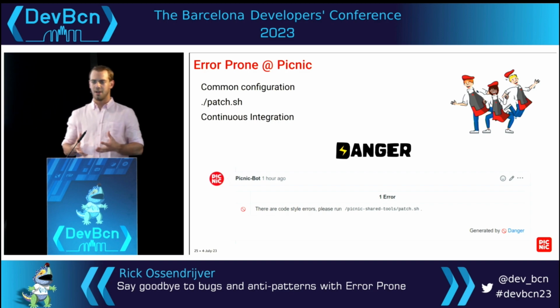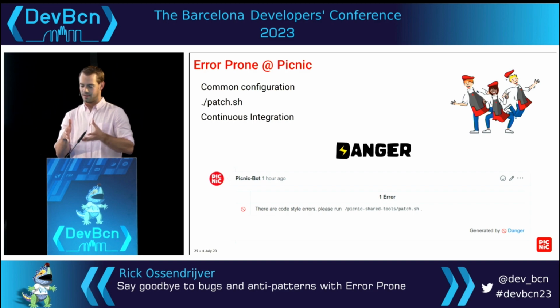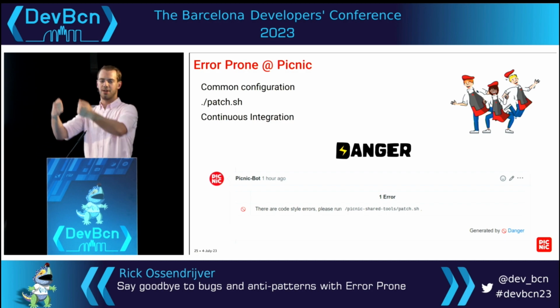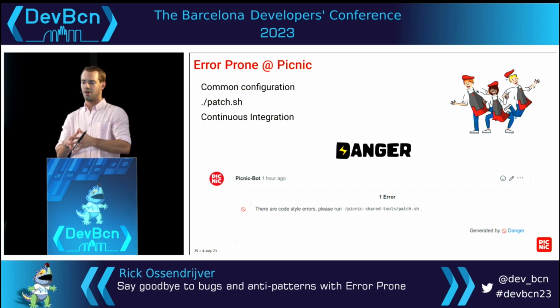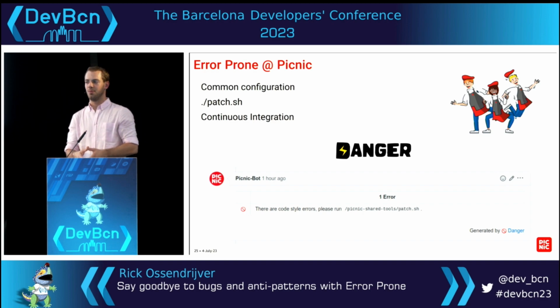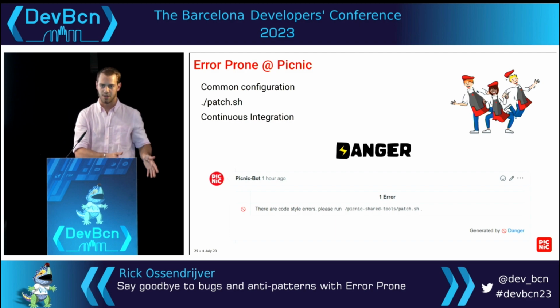But the nice benefit of this setup is that if you enable a specific bug pattern and you applied it over your code base, you can be 100% sure that this bug will never occur in your code base again. Because the patch script, if there are changes, it will not allow you to merge the changes.